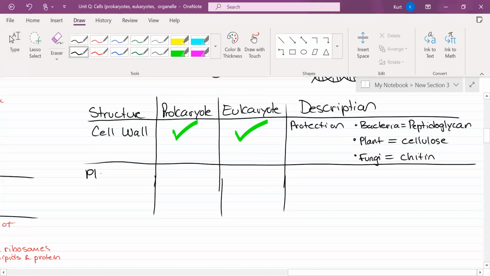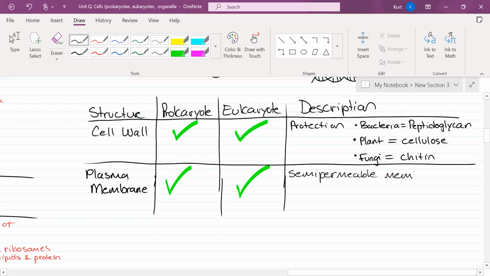Let's do a plasma membrane. This is going to be a sizable chart. There's a lot of things to go over. Do prokaryotes have a plasma membrane? Yes. How do they keep things in and out? Yes, they do. Do eukaryotes have one? Yes. The plasma membrane is a semi-permeable membrane. This means that it allows some things through and other things cannot go through.